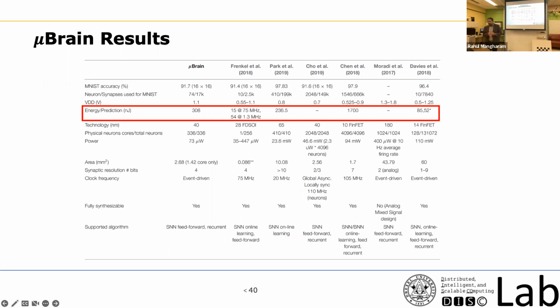So MicroBrain has that 3-layer architecture. No, it's not a crossbar. That is very different from all the others. It is a 3-layer architecture.